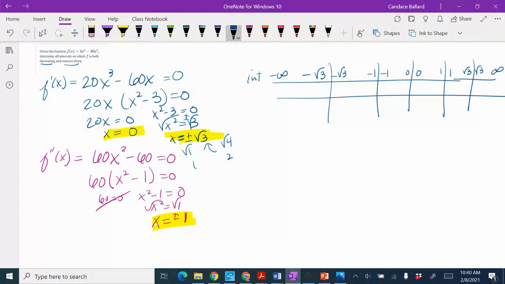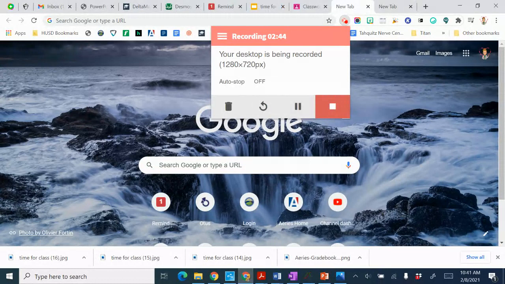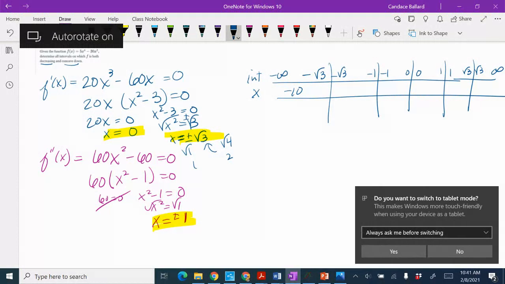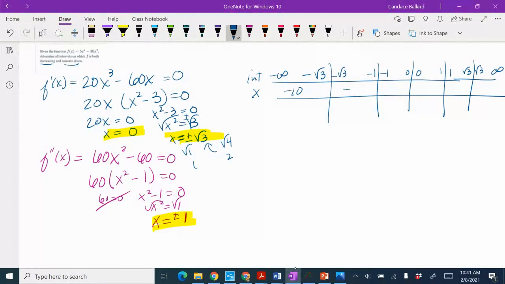Next, I want to pick some x values that are in between here. So I'm going to go with -10. I'm going to guess that maybe -1.1. I'm not really sure. I would have to put this into Desmos. Okay, when I put square root of 3 into Desmos, I got 1.7. So I'm going to go with -1.5. It's not pretty, but it'll work. I'm going to go with -0.5, positive 0.5, -1.5, and positive 1.5 and positive 10.